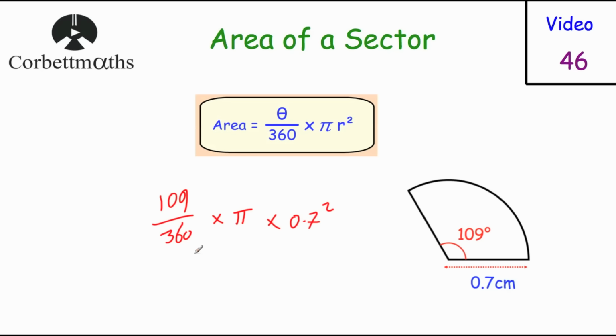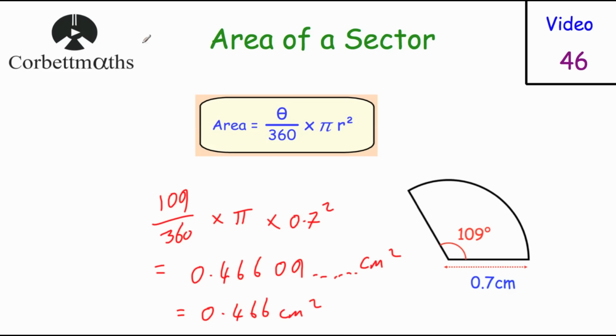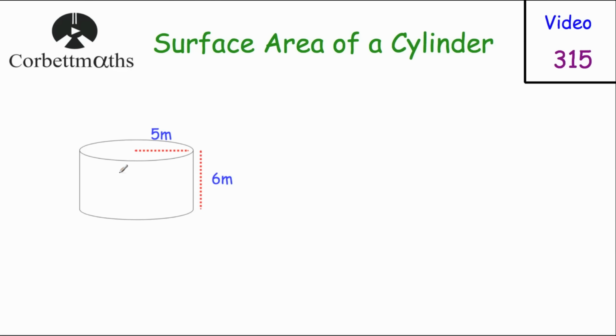And when we do that, we get that's equal to 0.46609 and so on centimeters squared. I'm going to round this to 3 decimal places, so I'm going to write 0.466 centimeters squared to 3 decimal places. And that's it. Okay, let's have a look at our next topic.